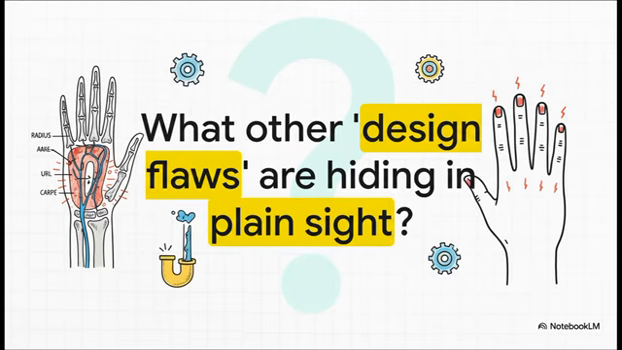It really makes you wonder, if a simple plumbing issue in the wrist can mess up our ability to feel and to act, what other little design flaws are hiding in plain sight inside our own bodies?